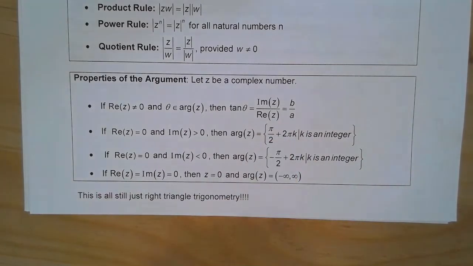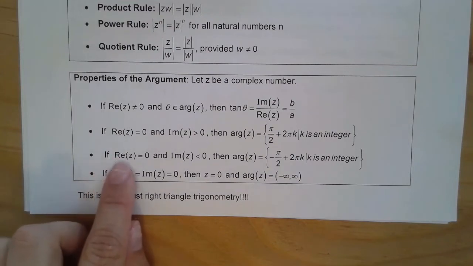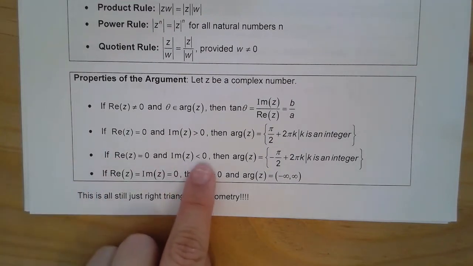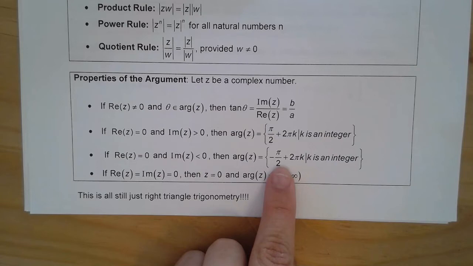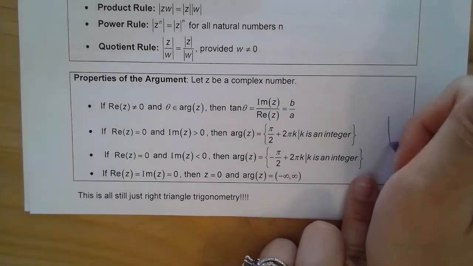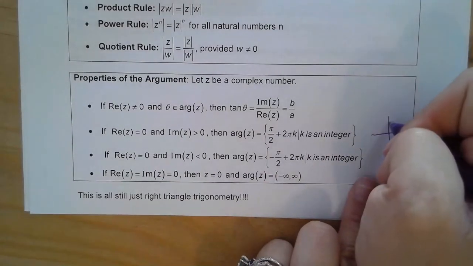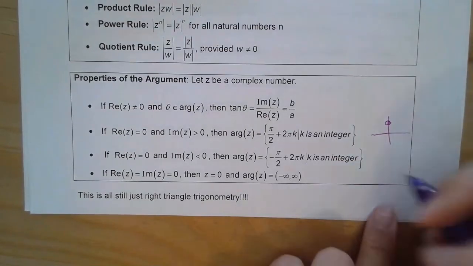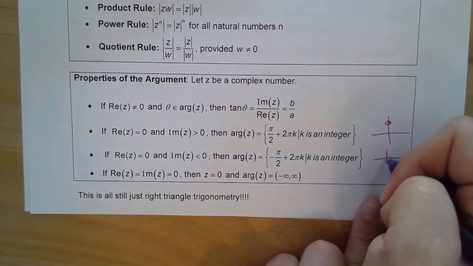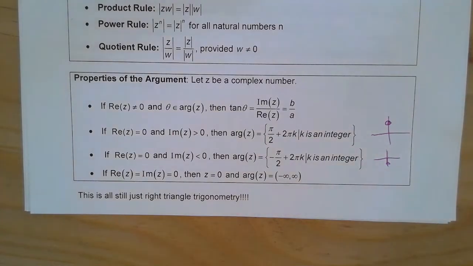We actually went through that one, right? Whereas if the real is 0 and the imaginary is less than 0, then we have negative pi over 2 plus 2 pi k. And that makes sense, right? Because this second one here would be ending up right there. This third one would be down here on this axis. Okay, so if the real equals the imaginary and equals 0, then our argument is between negative infinity and infinity because it would be the origin pretty much.